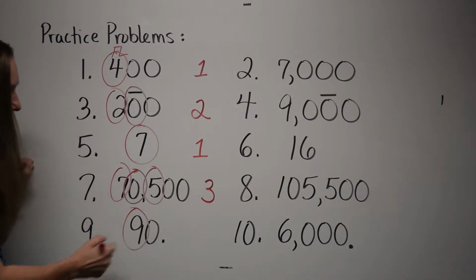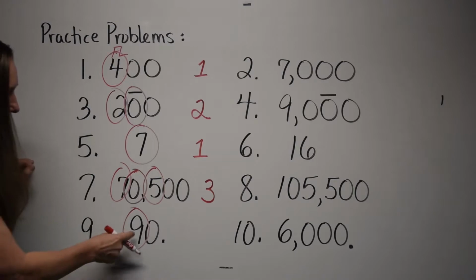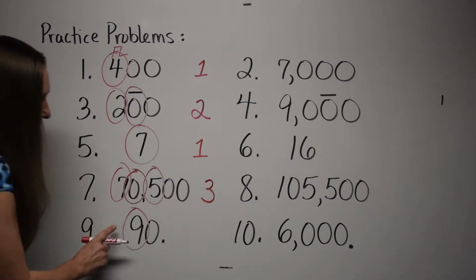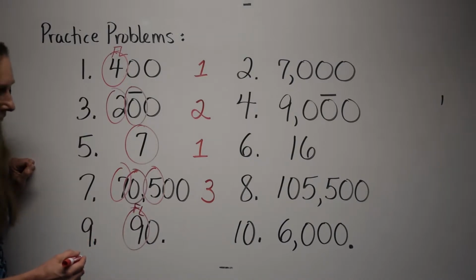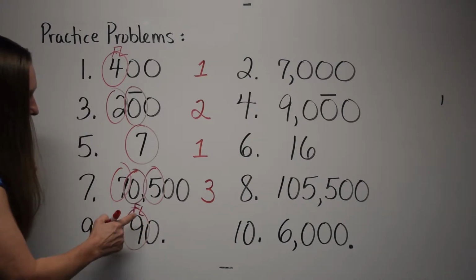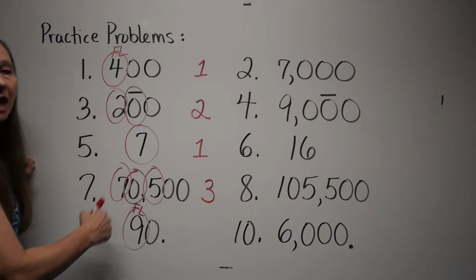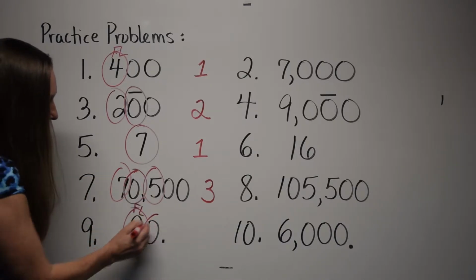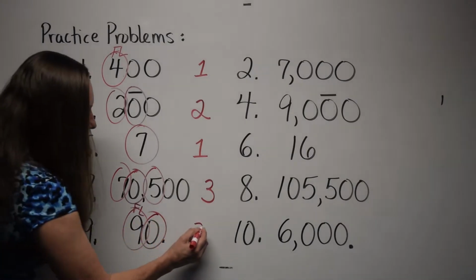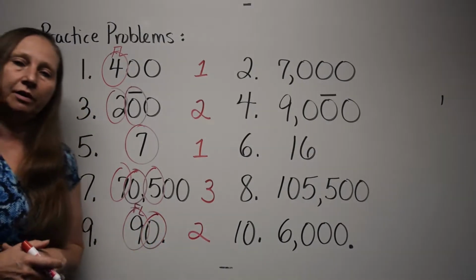Non-zeros are significant. Zeros between, there are none. Zeros before, there are none. Zeros after the last non-zero. This is the first and last non-zero. Zeros after the last non-zero are significant if there's a decimal. If there's a decimal, that zero is significant. So here we have 2 significant figures.